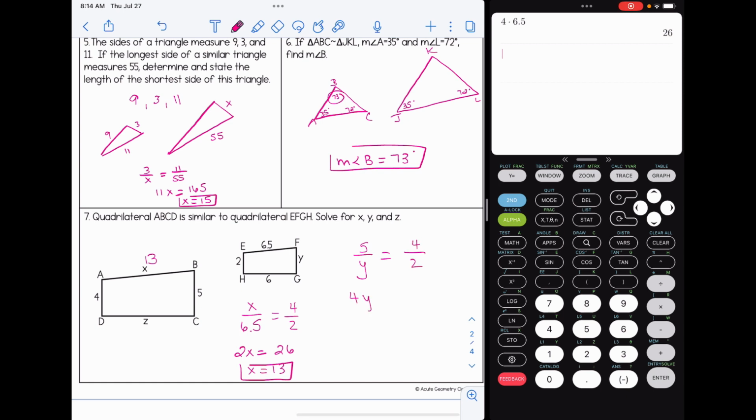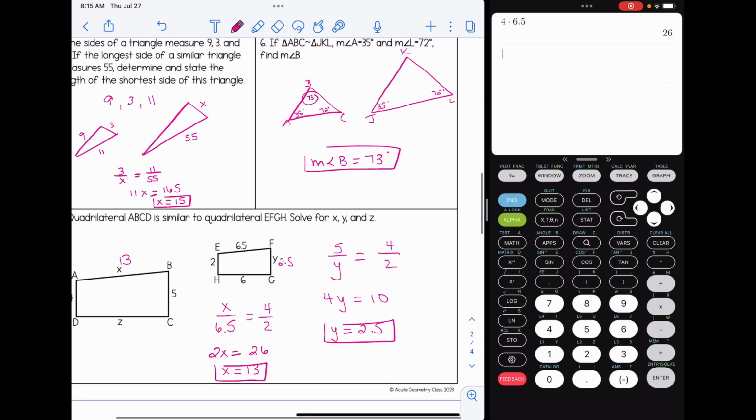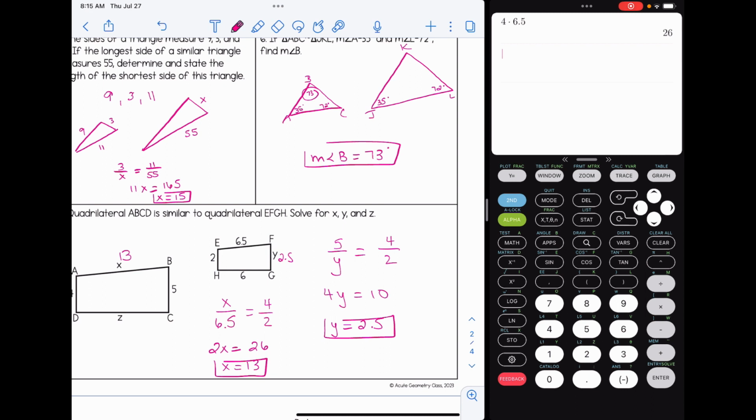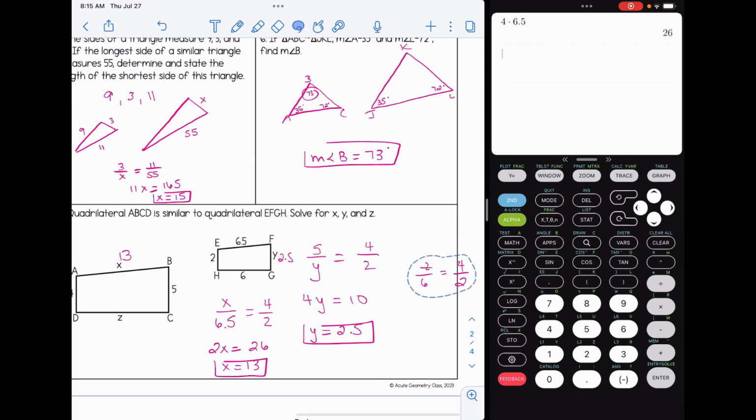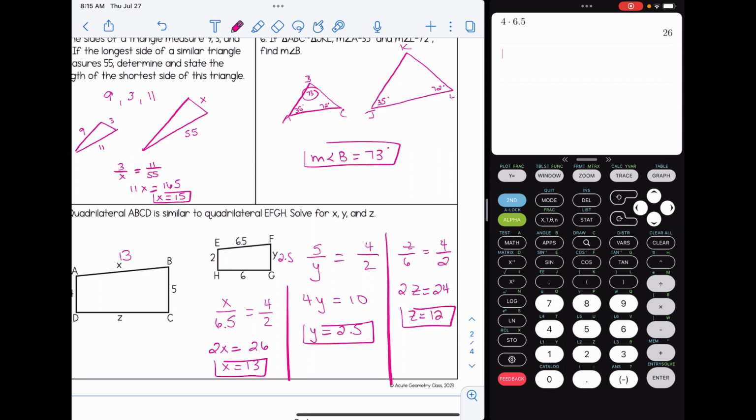I'm going to cross multiply. I get 4y is equal to 10, and y is equal to 2.5. And then finally for z, z and 6 correspond. I'll use the 4 and the 2 again. I'll just slide this over so we have some more space. Cross multiply, I get 2z is equal to 24, or z is equal to 12.